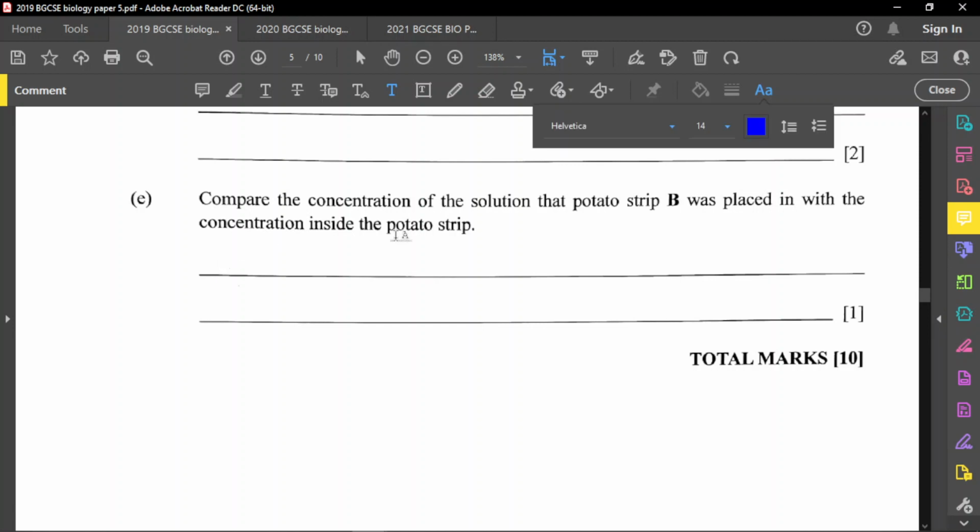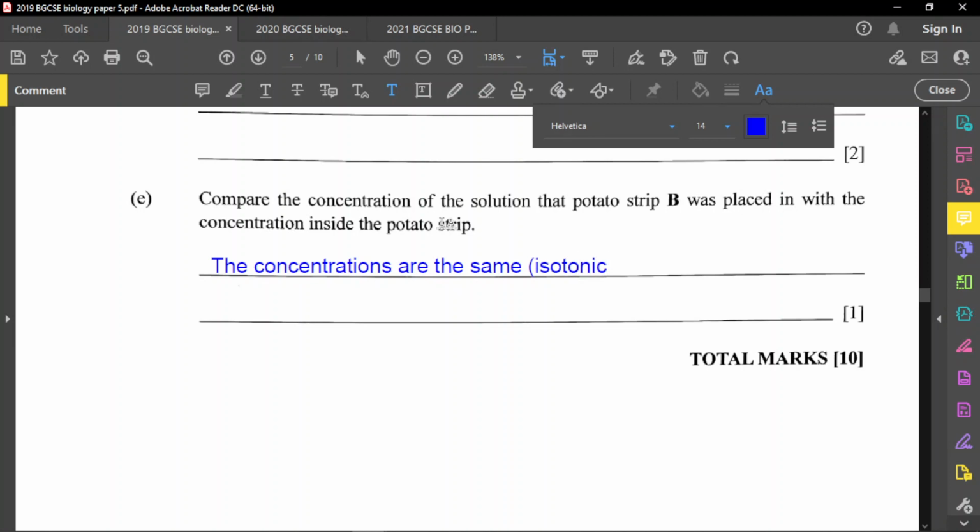So right here now we compare the concentrations, and the concentrations are the same. So they're the same concentration inside and outside. And so I'm putting in brackets here, this is called an isotonic solution. So the solution outside of the cell is called isotonic.